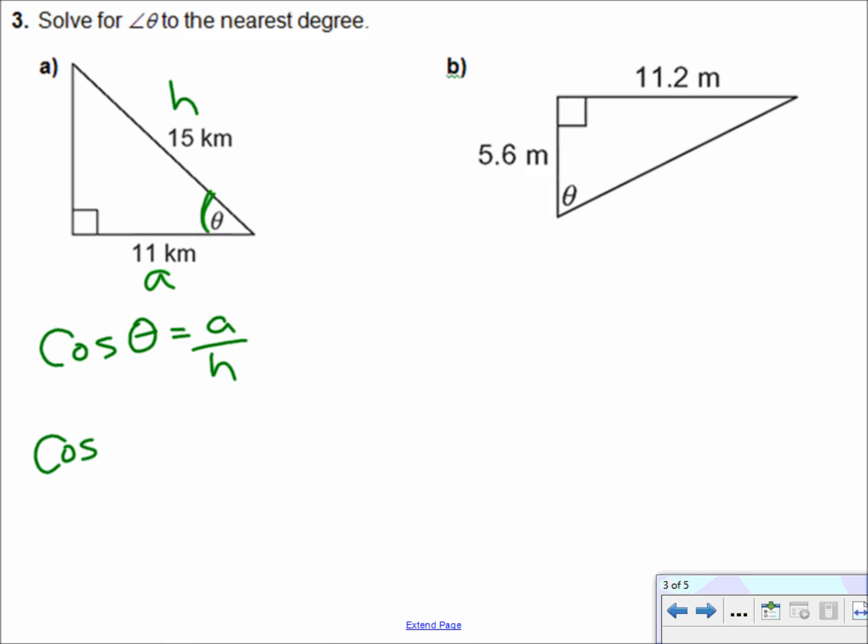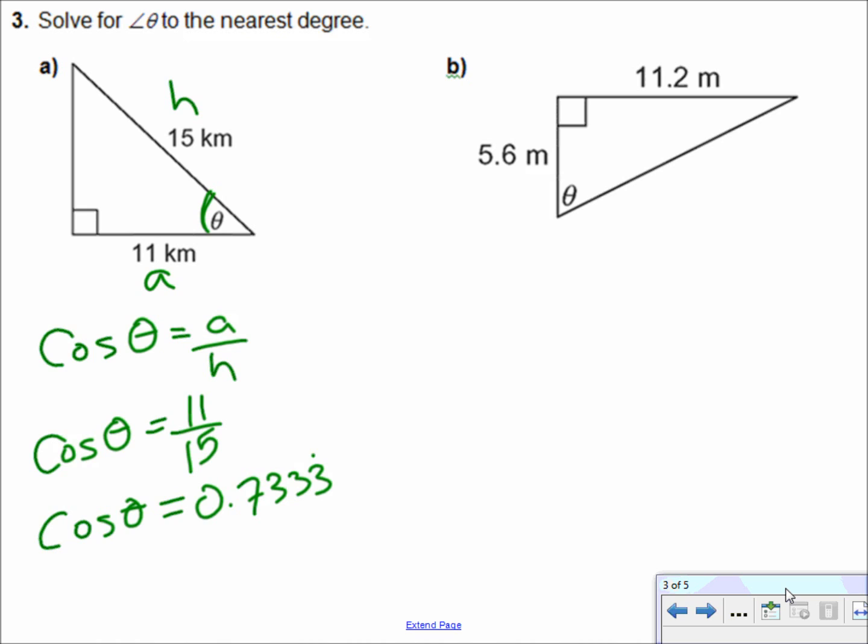So cosine of theta is equal to adjacent is 11, hypotenuse is 15. We actually just want to do the division here because we need the decimal to be able to take our cos of that decimal, okay? So I'm going to go 11 divided by 15 gives me 0.7333 repeated, okay? So this is when I have my decimal.